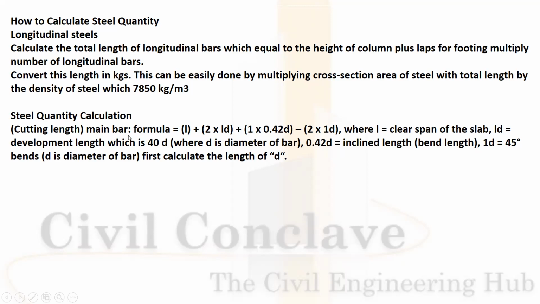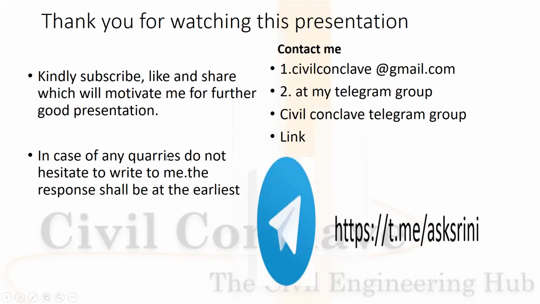Steel quantity calculation. Cutting length of main bar formula is equal to L plus 2 into Ld, whole, plus 1 into 0.42d minus 2 into 1d, where L is the clear span of the slab, Ld is equal to the development length, which is 40 dia. 0.42d is the incline length, bend length. 1d is for 45-degree bends. First calculate the length of the d.